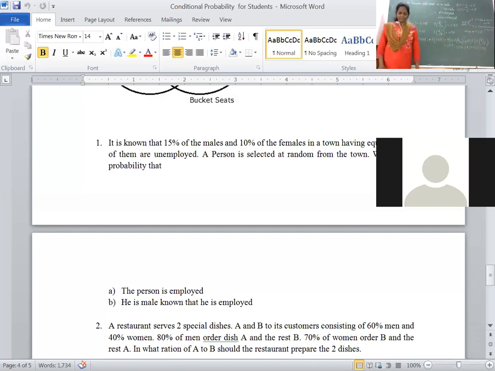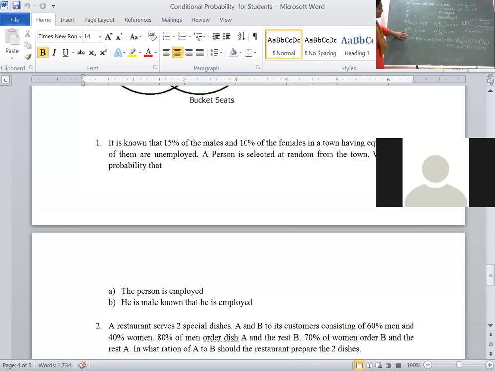0.90. Correct? Ma'am, can you go a bit slow? Pardon me? Excuse me, ma'am. Just to substitute the values. Ma'am, can you go a bit slow? Okay. Yes, ma'am. Okay.